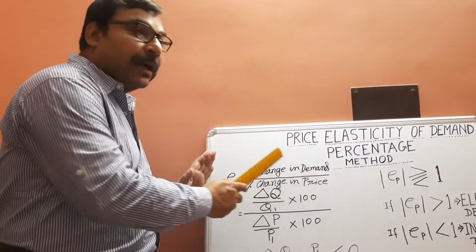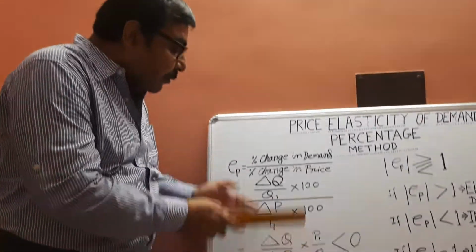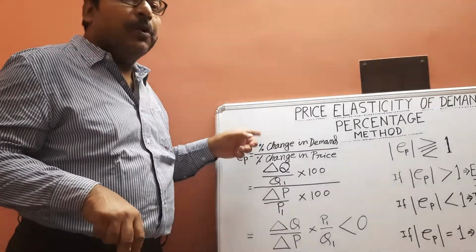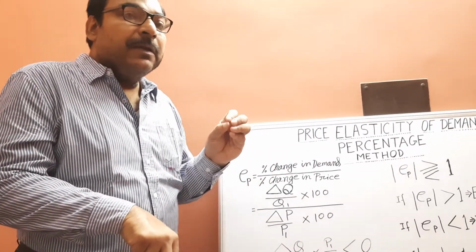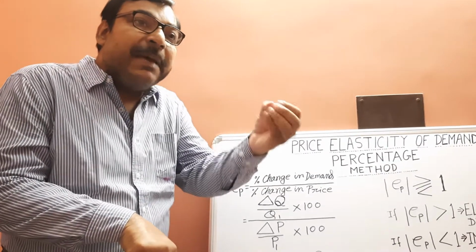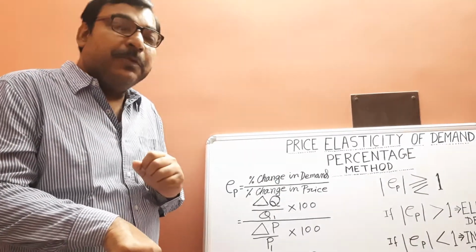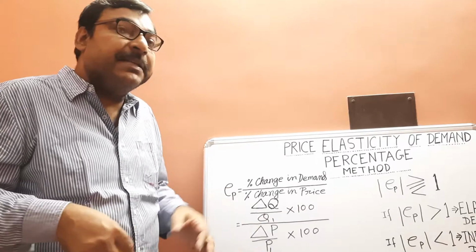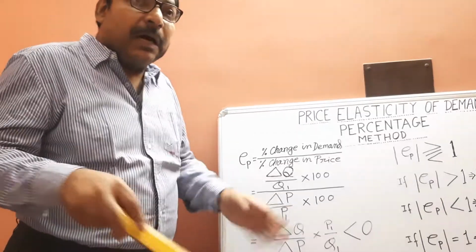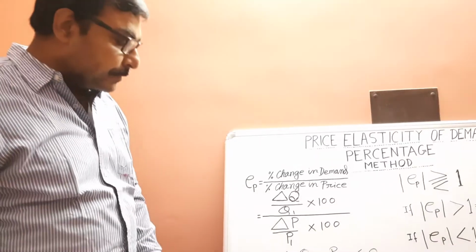This is the original formula, percentage change in demand by percentage change in price. And we derive another formula from this original formula. In some cases we will use this original formula. If information is given in percentage form, if percentage change in demand is given to you, or if percentage change in price is given to you, or if both are given to you in percentage form, always use this formula. You need not write the other formula. But otherwise, in all other cases, we will use the derived formula.